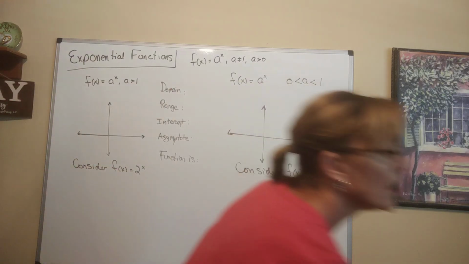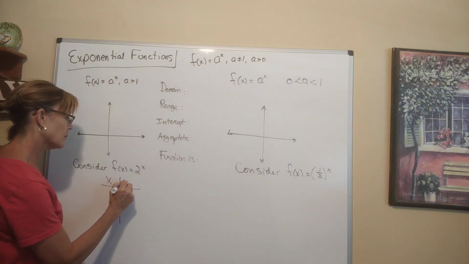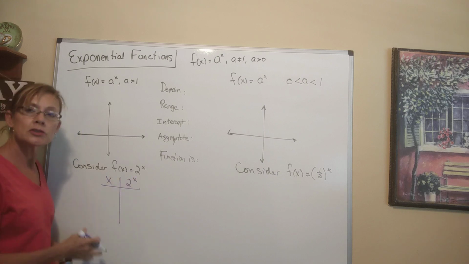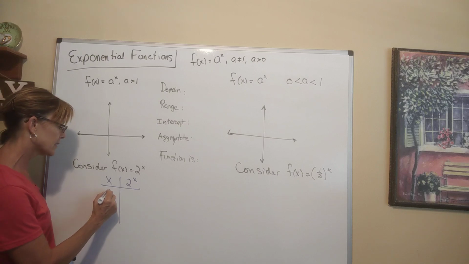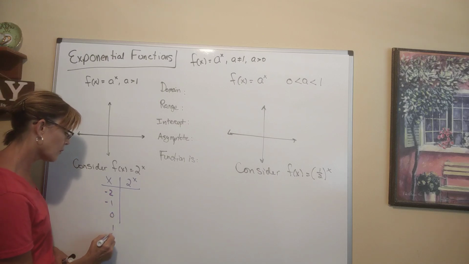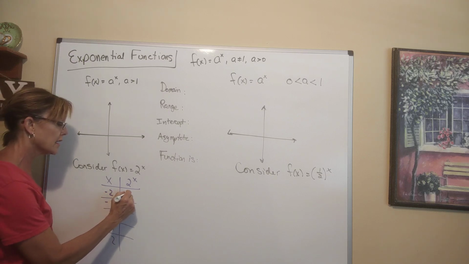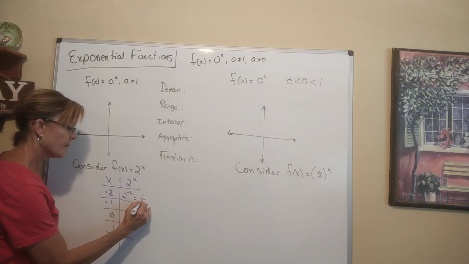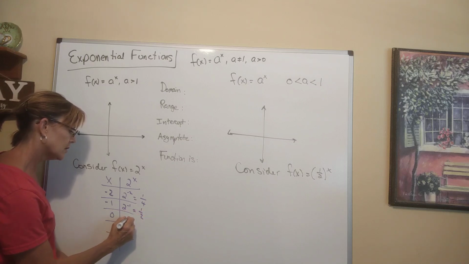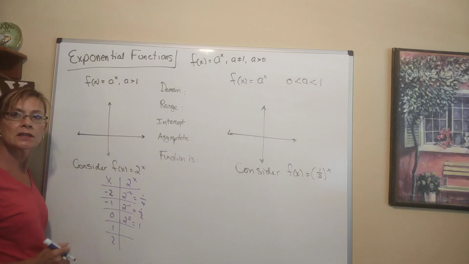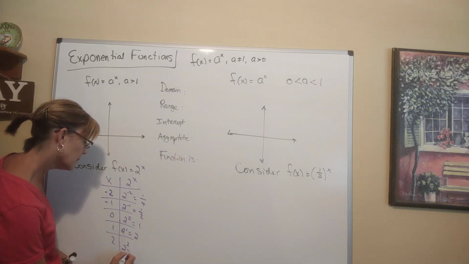On your sheet I gave us a way we could point plot. So we've got x and we've got 2 to the x right here. I'm going to choose some values for our domain: maybe when x is -2, -1, 0, 1, or 2. Let's see what our output would be. 2 raised to the -2 power is 1/4. 2 to the -1 power is 1/2. 2 to the 0 is 1, because anything raised to the 0 power is 1. 2 to the 1 is 2. 2 to the 2 is 4.